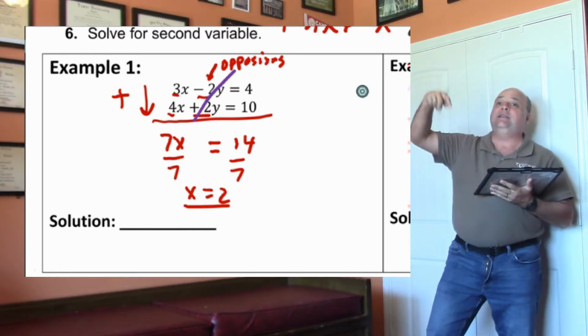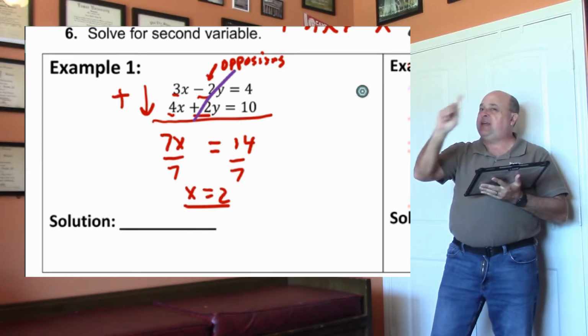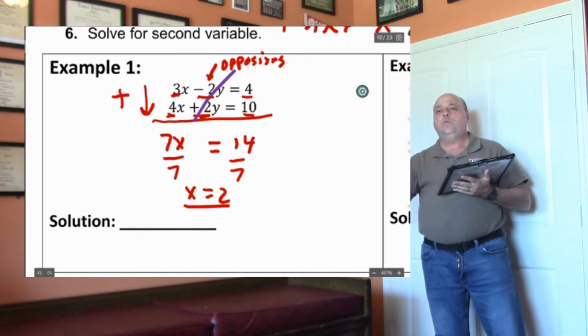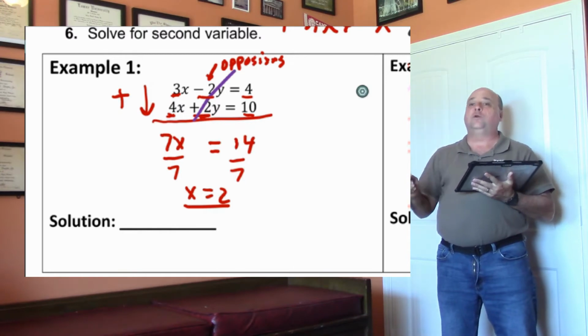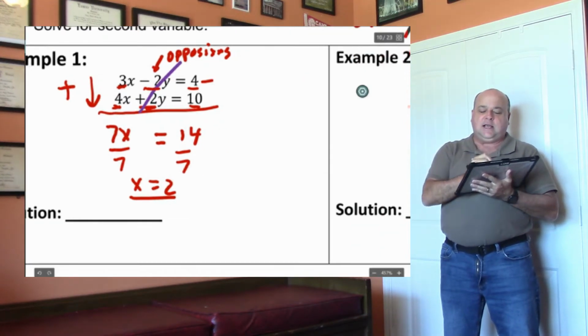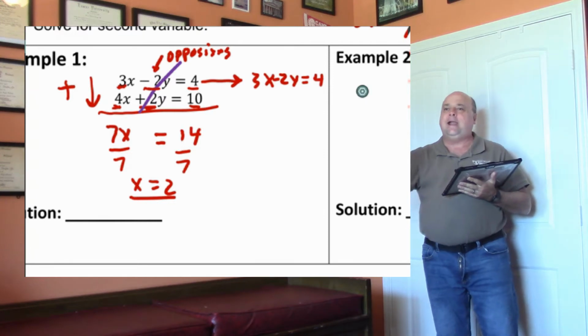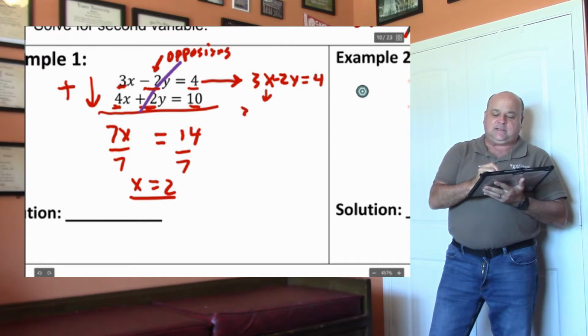I know what x is, now I've got to get y. Look at your equations and just say the numbers with no negatives. You have 3, 2, and 4, or you have 4, 2, and 10. Which one would you rather work with? The 3, 2, 4 is a little bit smaller. So I'm going to take this equation and rewrite it just like you did in substitution. You take one of the equations, the one with the smaller numbers, and write it to the right. And I know what my x is, so I'm going to replace the x with 2.